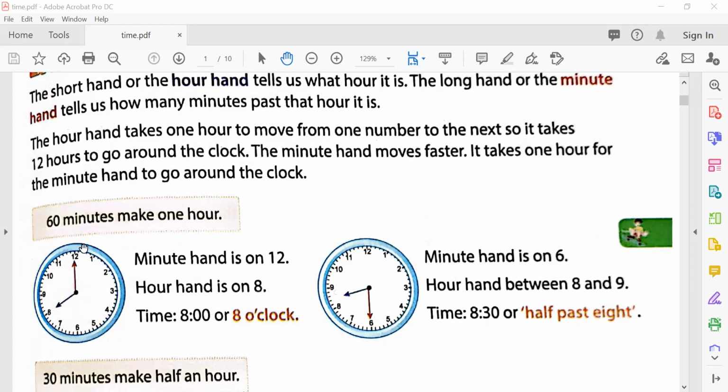So how many minutes in 1 hour? 60. Minute hand is on 12. Hour hand is on 8. So what's the time?